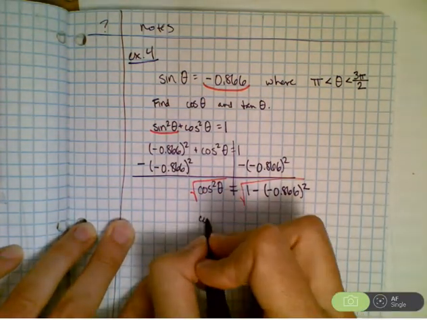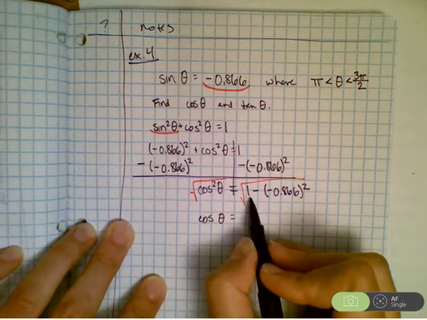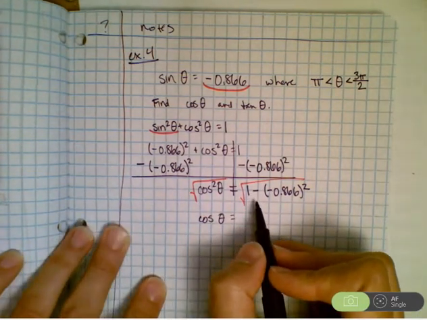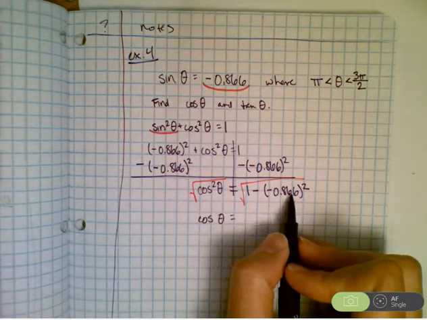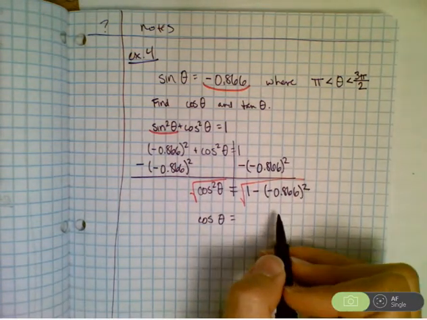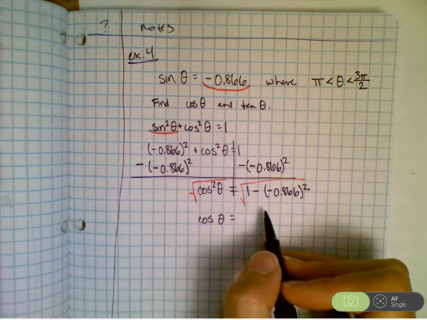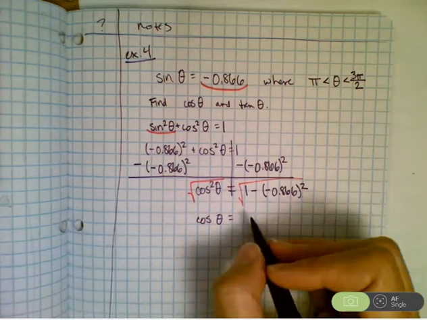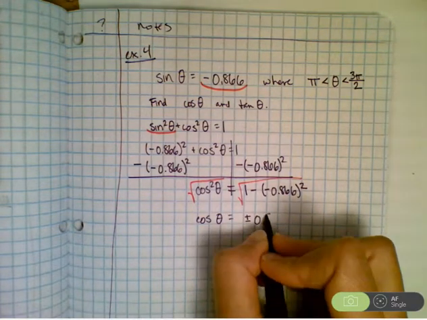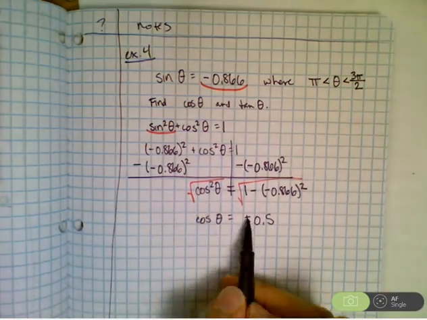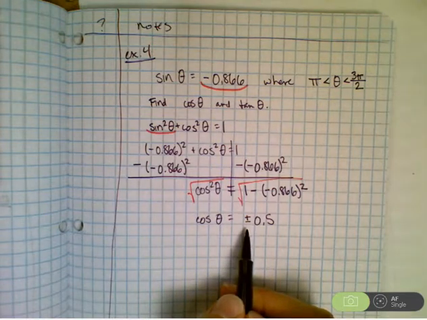And again, you can plug that all in your calculator at once. I don't usually do it all at once. I usually do 1 minus parentheses negative 0.866 parentheses squared, enter, and then I do the square root of the answer. And when you do that, you will get approximately 0.5. So remember that since we took a square root, we could have a positive or a negative answer.